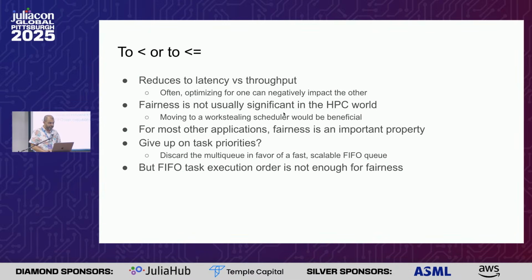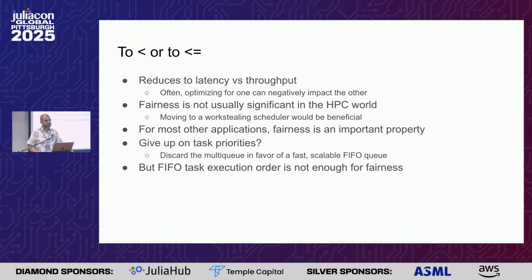So this actually ends up reducing to the old trade-off, latency versus throughput, right? Often they're contradictory. Optimizing for one will hurt the other. And this is one of those unfortunate cases that we see with the current task scheduler. Fairness is not usually something we think a whole lot about in HPC. It's just throughput. You want to get all your work done. There's not a tremendous amount of ordering constraints. But for the non-HPC world in which I now live, fairness is a very important property.